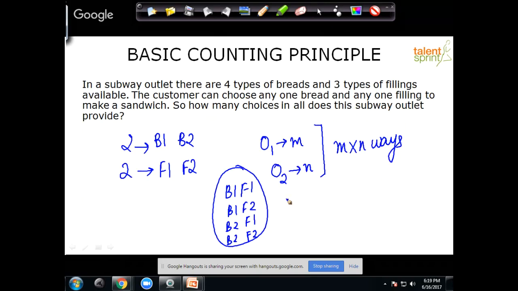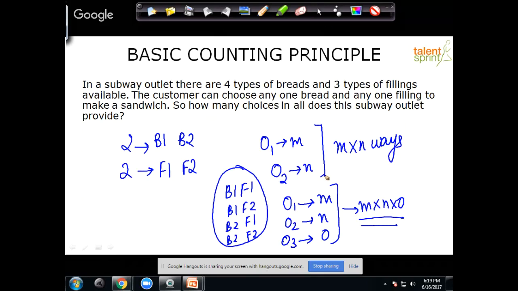For example, if there are 3 operations, just extend this rule. Operation 1 can be done in m ways, operation 2 can be done in n ways, let's say operation 3 can be done in o ways. So totally in how many ways can we do all the 3 operations put together? M into n into o. So this is what the counting principle states.